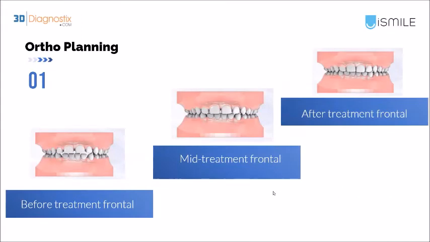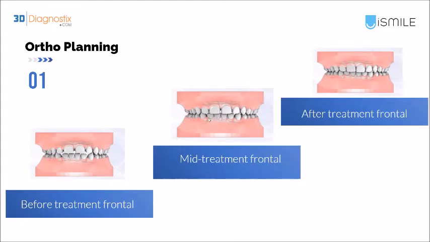Okay, moving on to our planning software, the ortho planning software. Before we show you the software part, here's a case that we actually did in our iSmile. You can see we have three pictures: the before treatment, the mid treatment, and the after treatment. This case was an anterior open bite case with generalized spacing due to macroglossia. What we did in this case, we retruded the anterior segments and extruded the anterior segments to close the open bite and to close the anterior spacings.